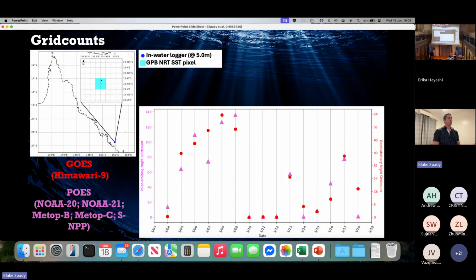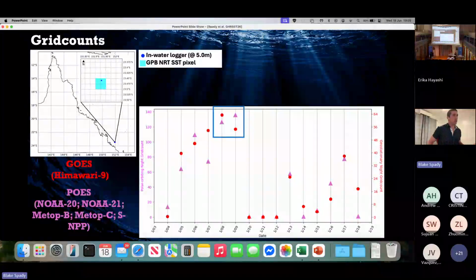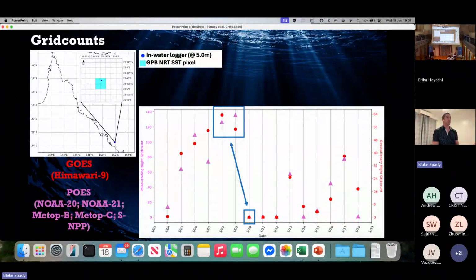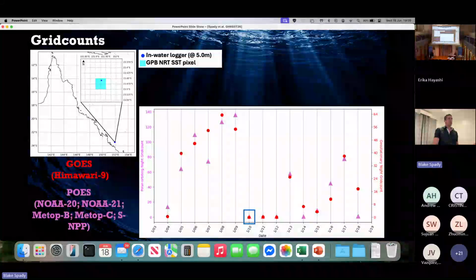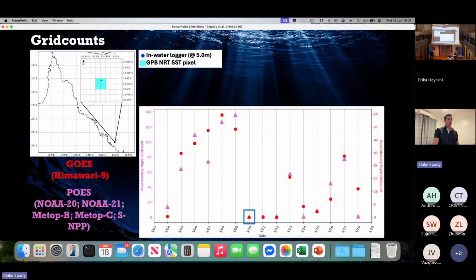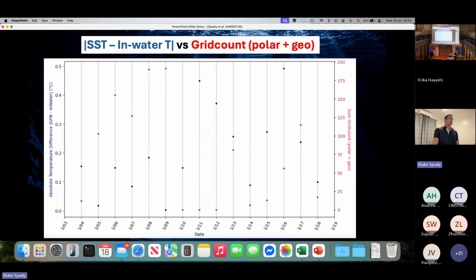We have in the red circles our geostationary grid count total, and in those pink triangles we have our polar orbiting grid counts. And we want to see if periods like this, where we have fairly high grid counts, if those SSTs are performing better compared to something like this the next day, where we have a very low, in fact, 0 grid count for this day. And perhaps more importantly, what we want to understand if this pixel, again, that has 0 grid count after a fairly high grid count the day prior, is performing significantly better than this one that has had 3 days of 0 grid counts again.